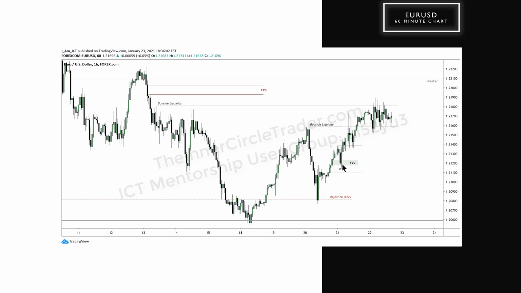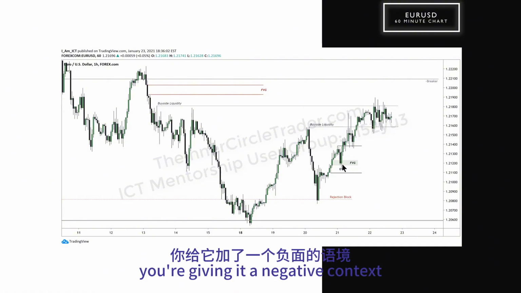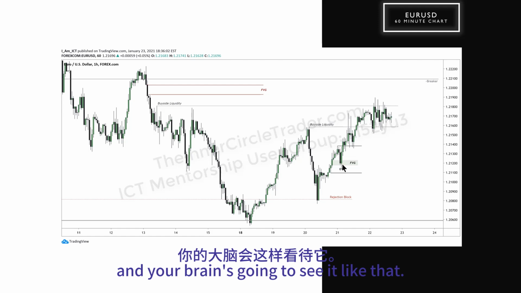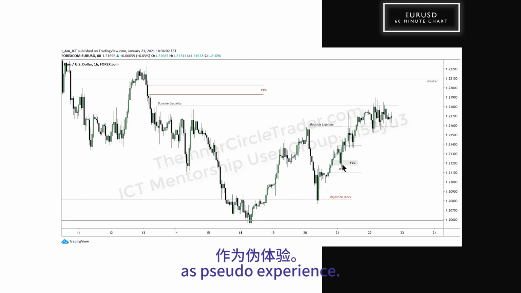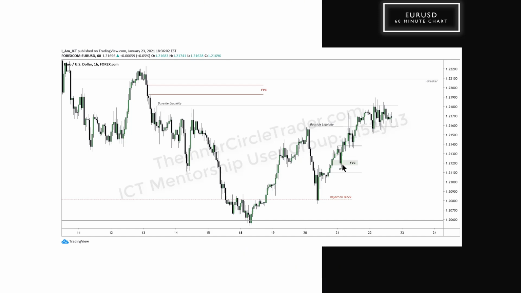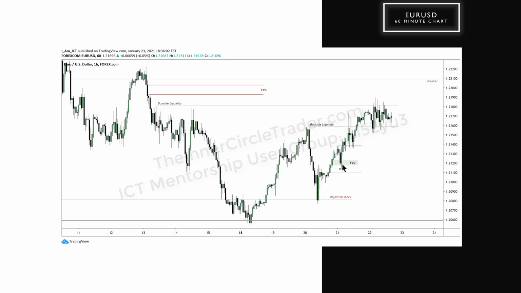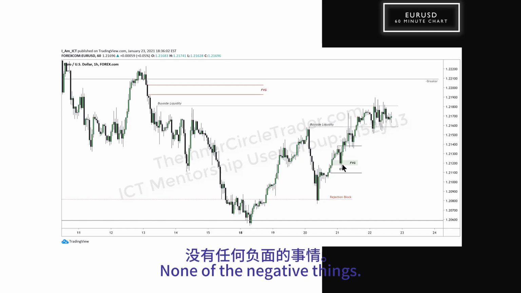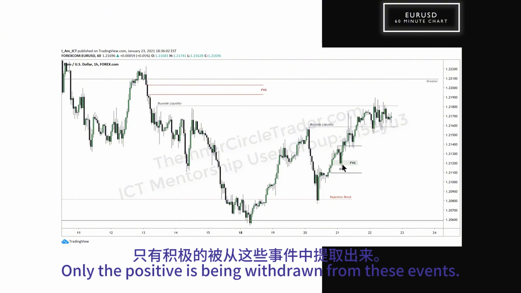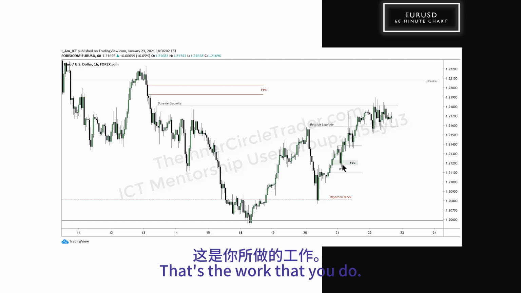It seems foolish. It seems artificial, to the degree that you think, I'm faking it. Well, if you think about it like that, you're giving it a negative context, and your brain's going to see it like that, and you're not going to glean what you should have as pseudo experience. Your brain will literally be tricked into believing that you had experience taken from that with no hardship. None of the negative things, only the positive is being withdrawn from these events. That's constructive study. That's the work that you do.